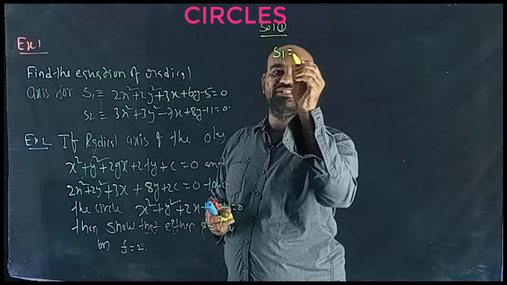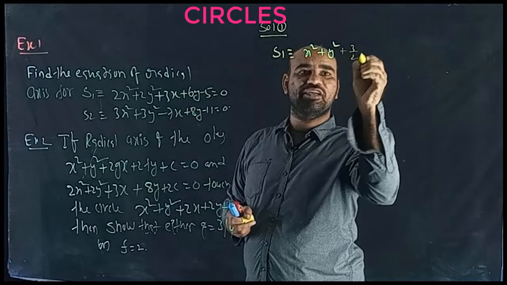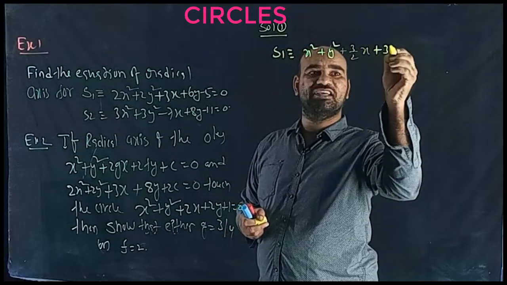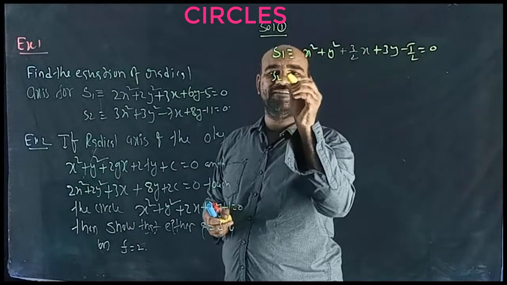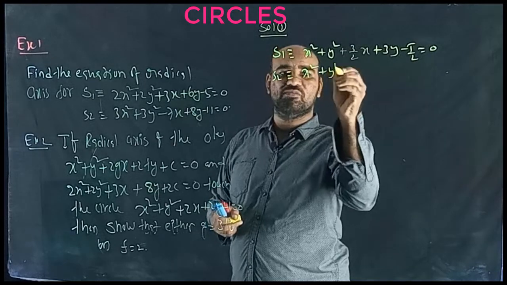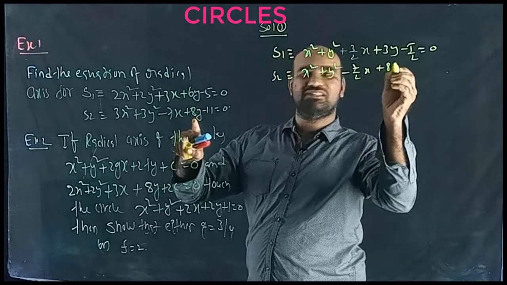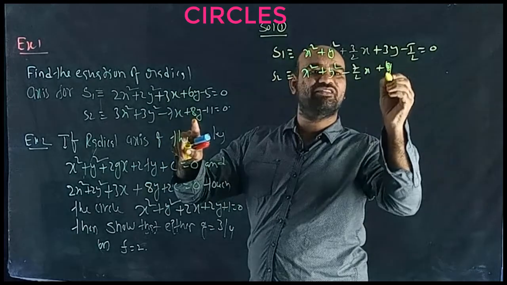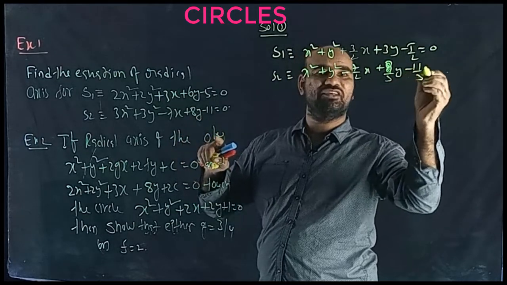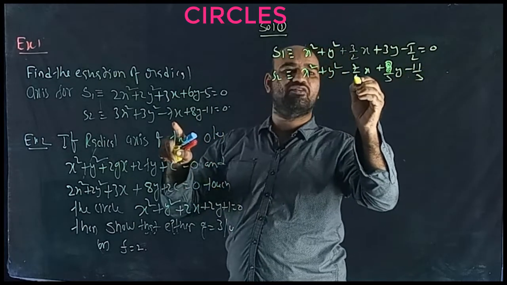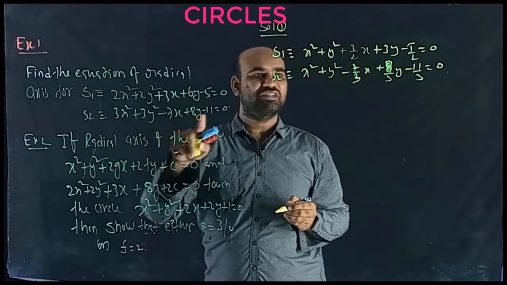Now I am rewriting S1 as x square plus y square plus 3 by 2 x plus 3y minus 5 by 2 equal to 0. Second, x square plus y square minus 7 by 3 x plus 8 by 3 y minus 11 by 3 equal to 0.